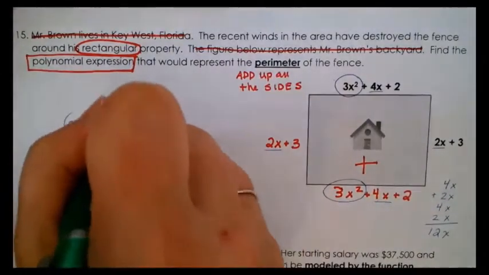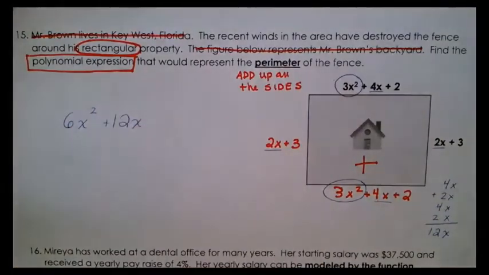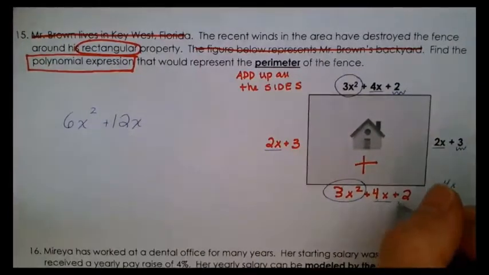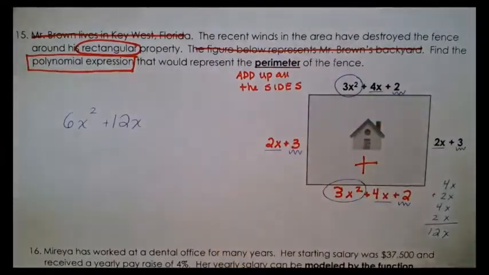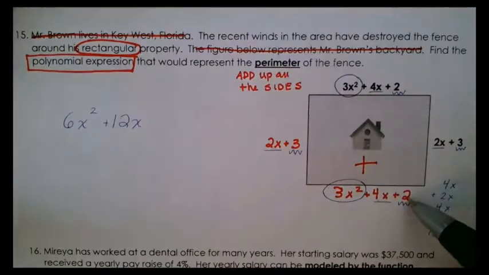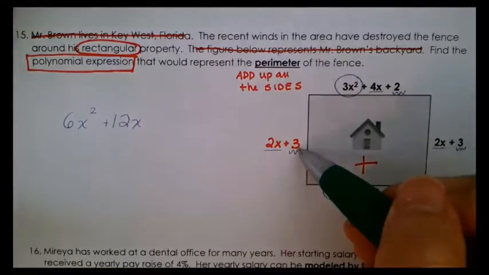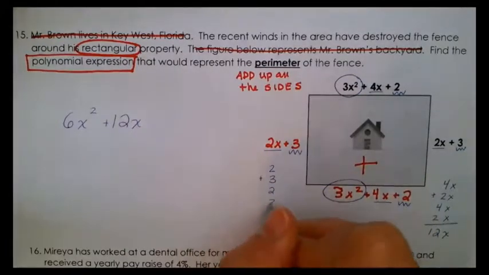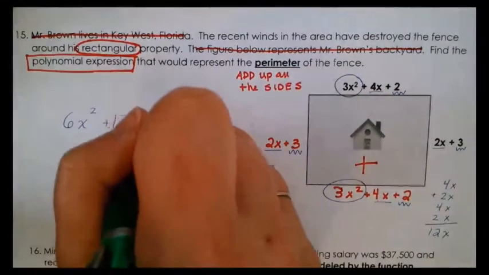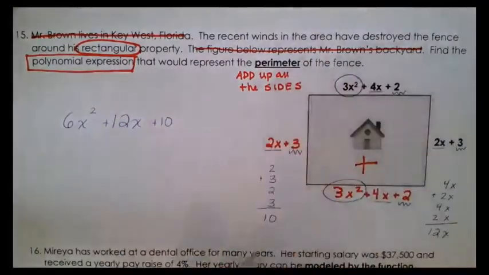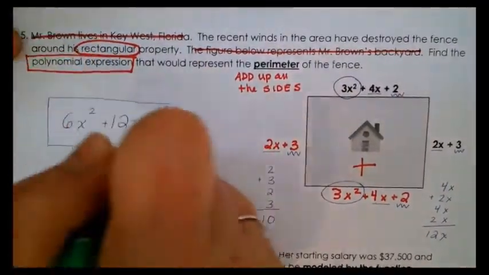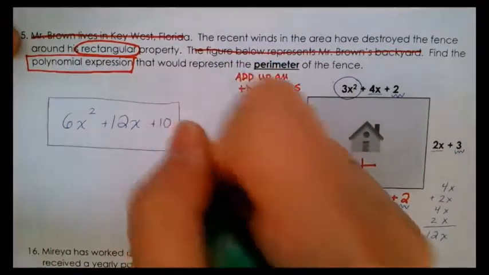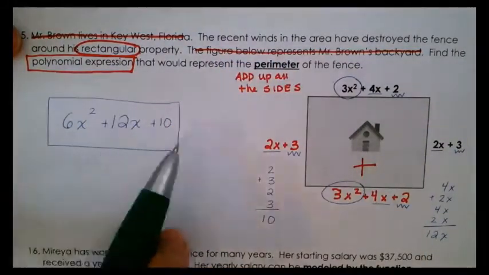So plus 12x. And lastly, I have some whole numbers. 2 plus 3 plus 2 plus 3. 2 plus 3 is 5, plus 2 is 7, plus 3 is 10. So again, I did 2 plus 3 plus 2 plus 3, and I got 10. So plus 10. That's it. I've used up all my terms. The perimeter, expressed as a polynomial, is 6x squared plus 12x plus 10.